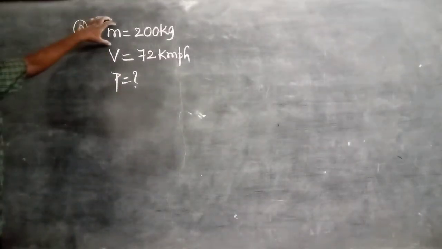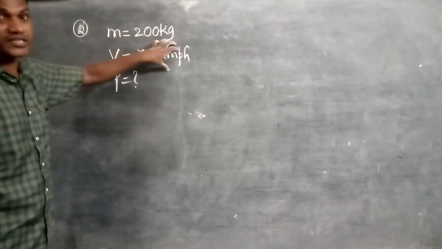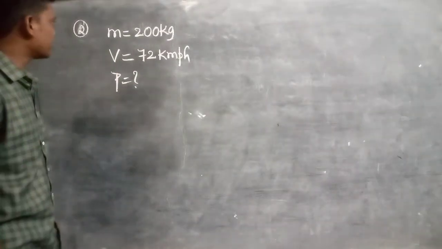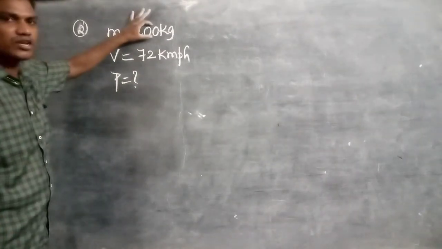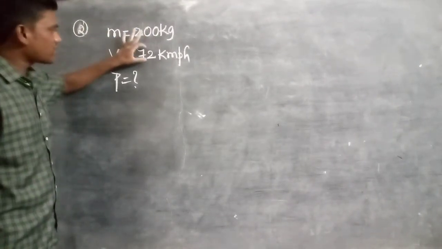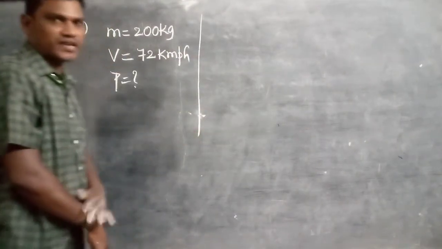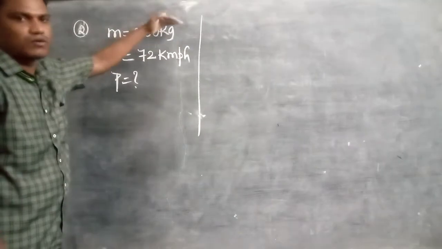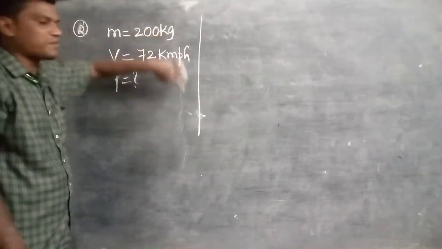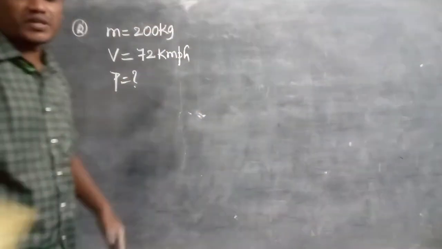So a car of mass 200 kg moves with 72 kilometers per hour. What is its momentum? Here you observe that the mass is given in kilograms, which is the SI unit. But the velocity is given as 72 kilometers per hour. What is the SI unit of velocity? Meter per second. But here they have given another unit, higher than the SI unit. That's why first we convert 72 kilometers per hour into meters per second.